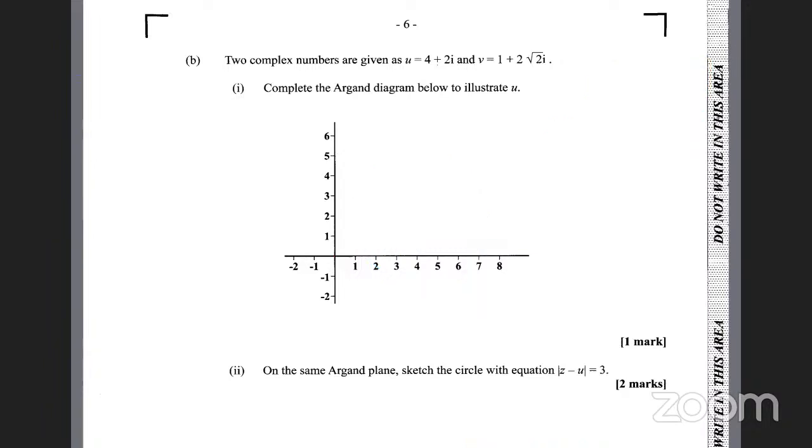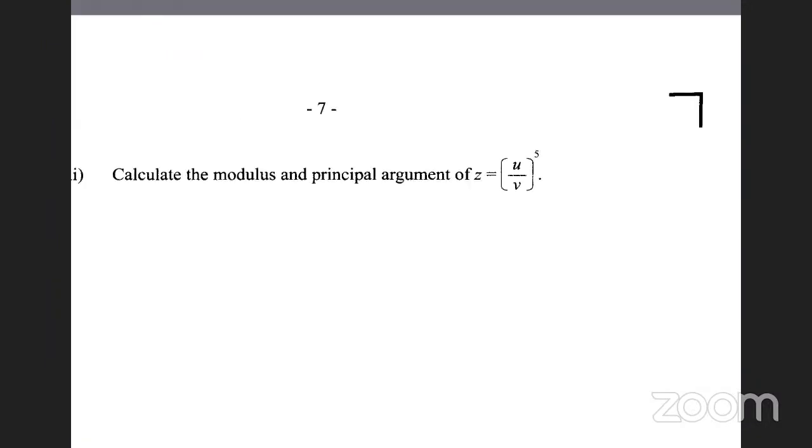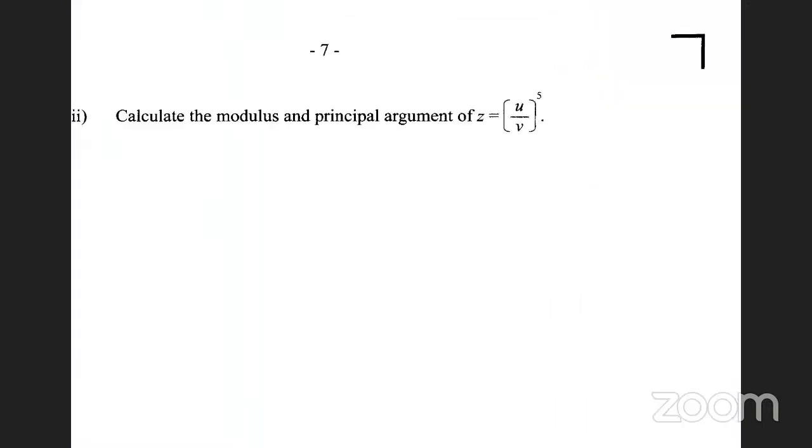All right, just do this last one here and we're done. Right, U over V to the power of 5. They want the modulus and the argument. It's 6 marks there and we're done. U over V to the power of 5 and we're done. Try to use the rules, right? So it will help you out.